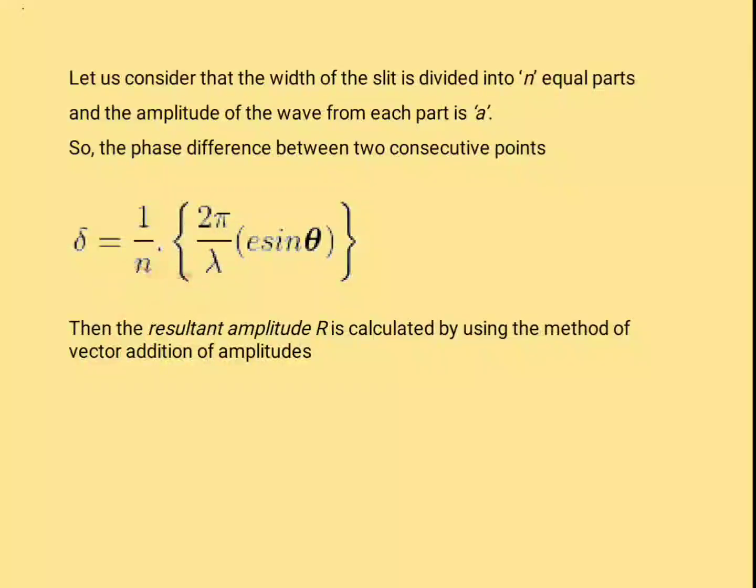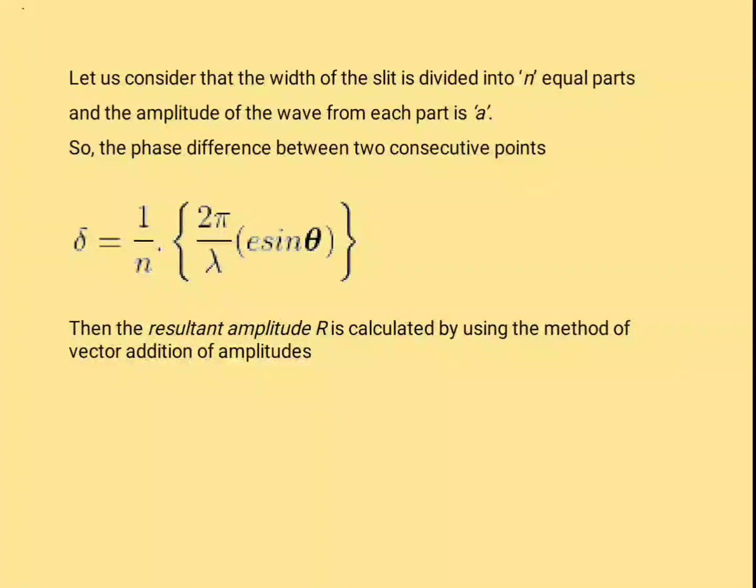There are n equal parts, that means in each part there is a wave emitted having amplitude A. So automatically the phase difference between two consecutive points becomes 1 by n into, already in the previous lecture we found the path difference between AP1 and BP1, which is 2 pi by lambda into e sin theta. This is only for two consecutive points.